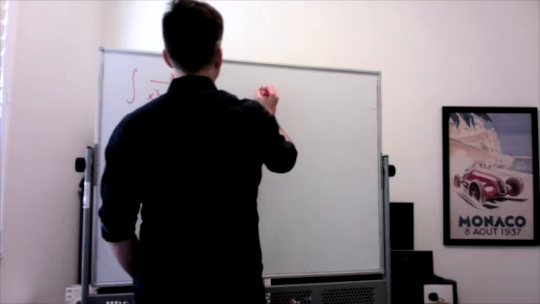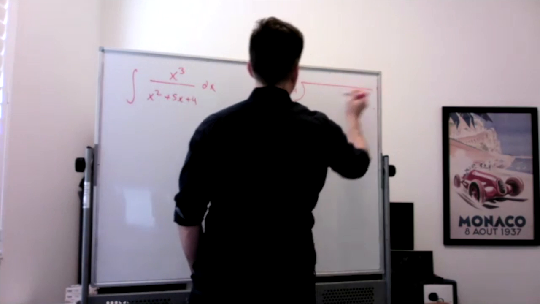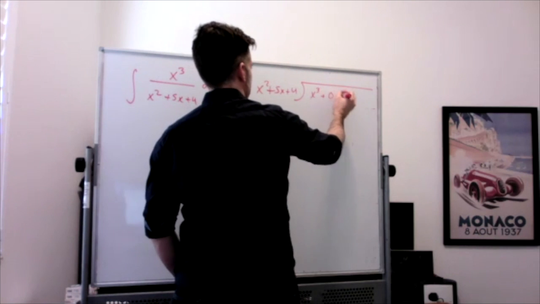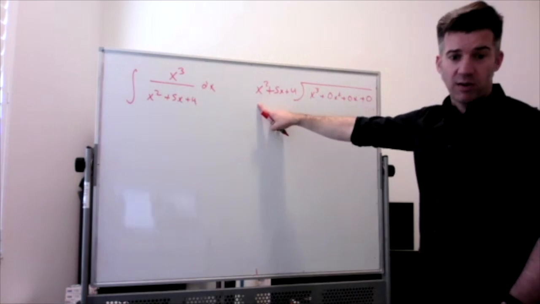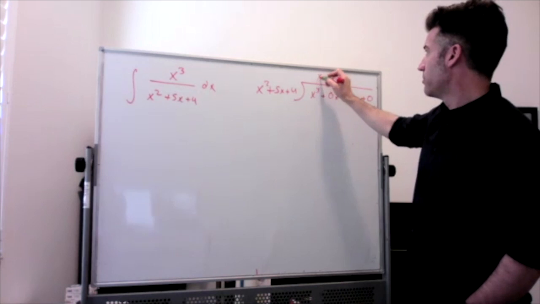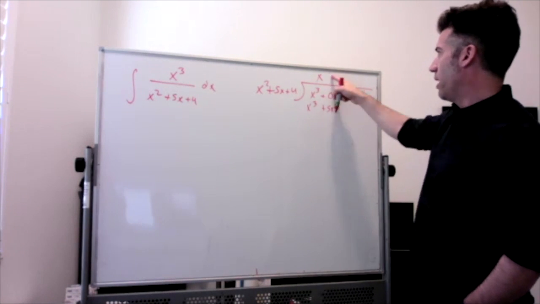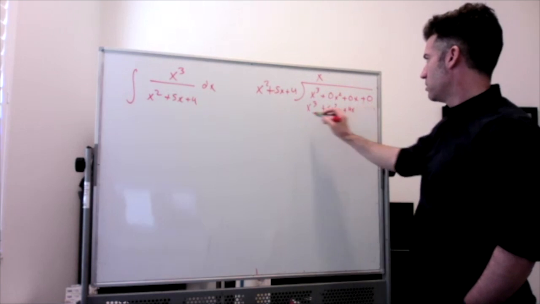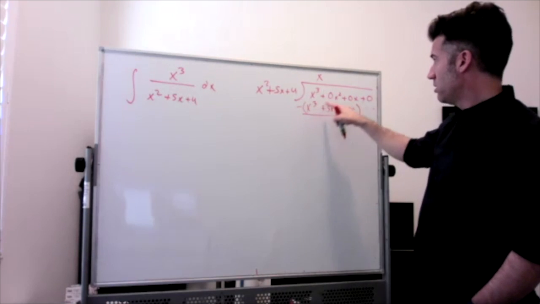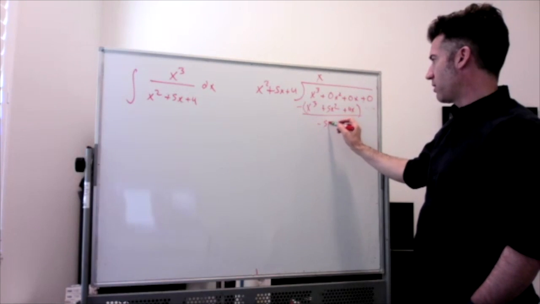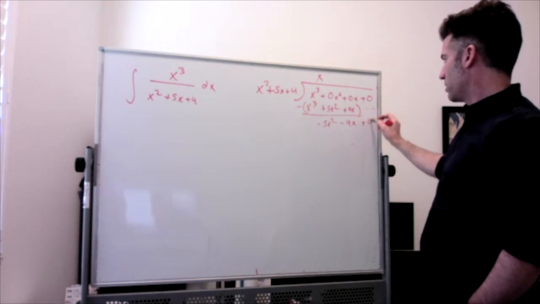So we're going to do x squared plus 5x plus 4 into x cubed plus 0x squared plus 0x plus 0. x squared times x will give me x cubed. x times 5x is 5x squared. x times 4 is 4x. Subtract. That's 0. 0 minus 5 is negative 5x squared. 0 minus 4 is negative 4x. Bring down the 0. Repeat the process.